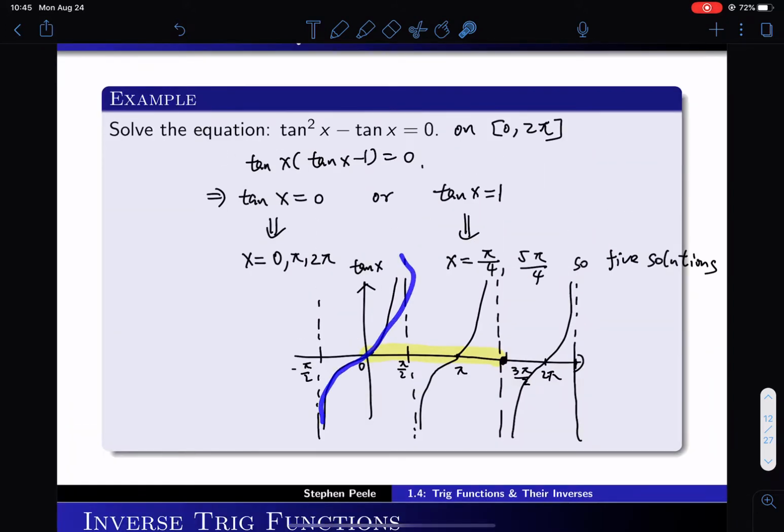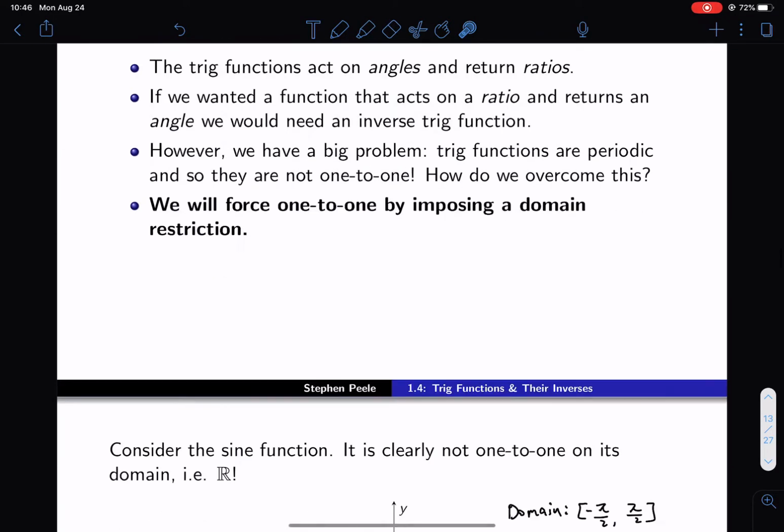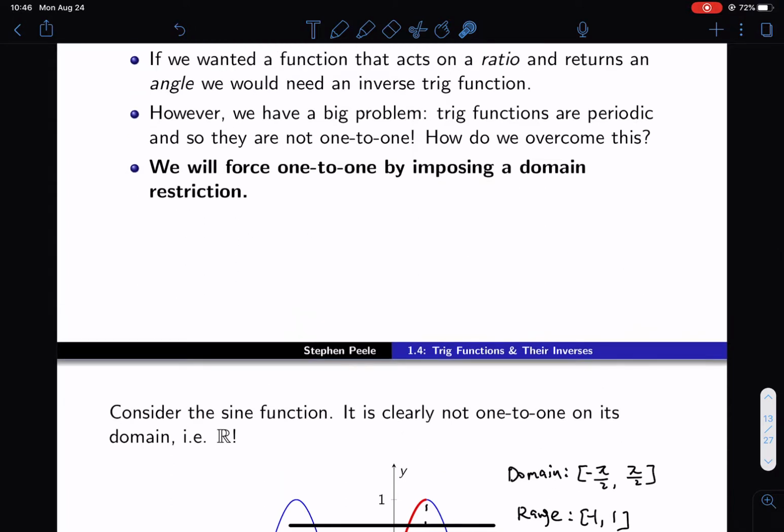Even though you can see the tangent function is not one-to-one because it's periodic, if we restrict the domain just from, for example, negative pi over 2 to positive pi over 2, or just from 0 to pi, then the function will be like this one and that one. Then you can see this is a one-to-one function, because if you try to draw a horizontal line, we have only one intersection each time. So by domain restriction, we can force the periodic function to be a one-to-one function.